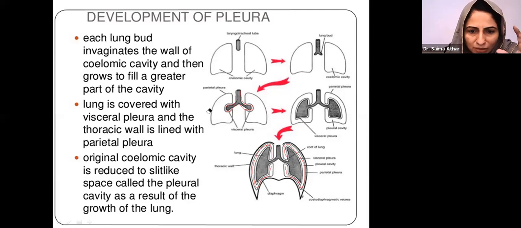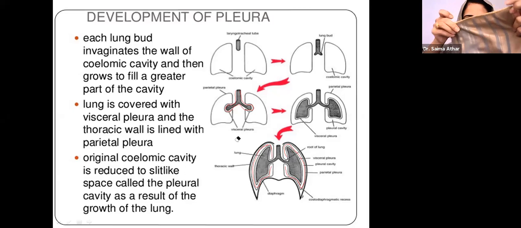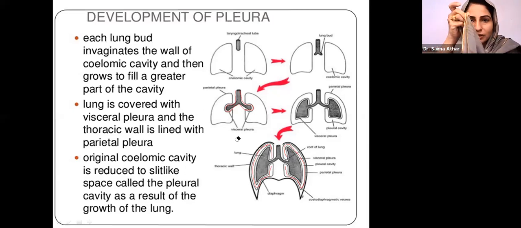You may think this is a difficult concept, but it's not that difficult. Just imagine that these are two layers of my dupatta, okay? Do you understand? These are two layers, and there is a space in between these two. This is the pleural cavity.